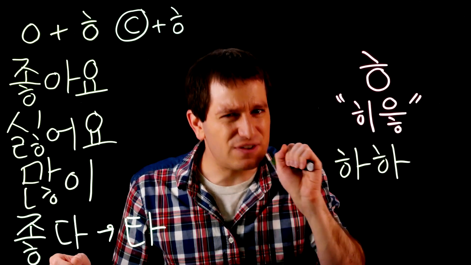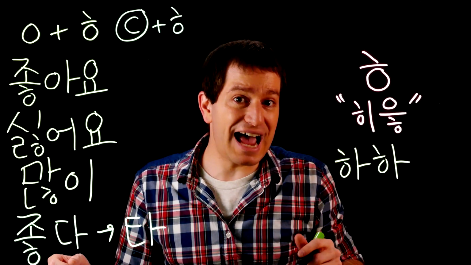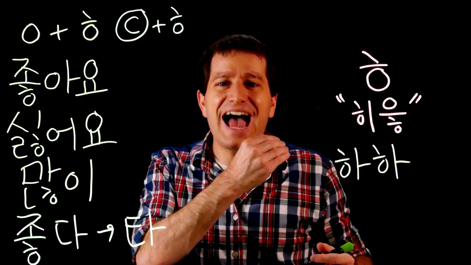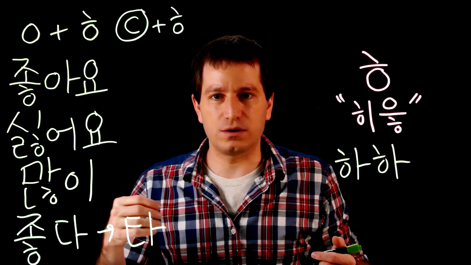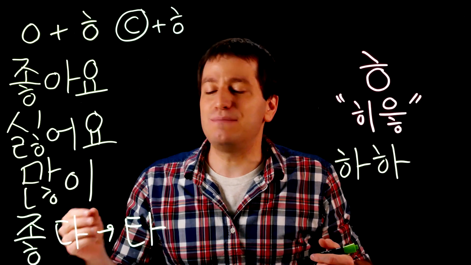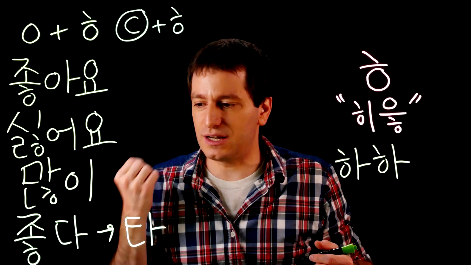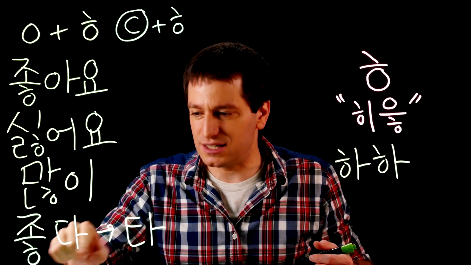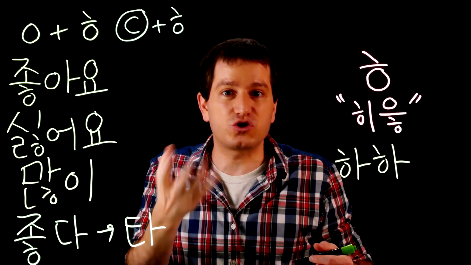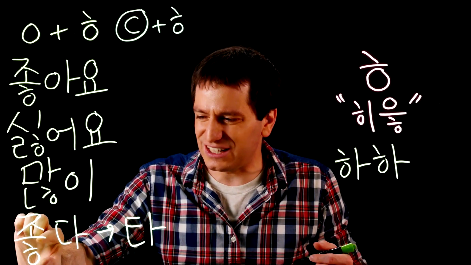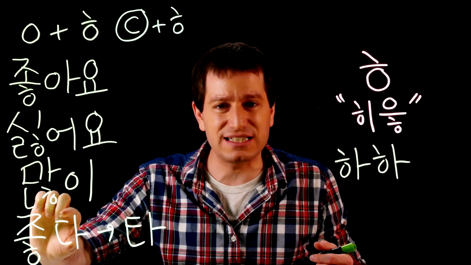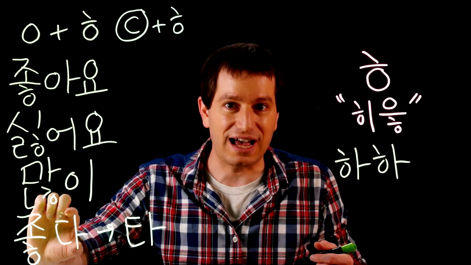That extra bit of air that this hieut adds to the word gets added to the next consonant, or the consonant that comes before it, and it makes it into a strong consonant, because the only difference between a regular consonant and a strong consonant is just extra air. So that little bit of extra air gets added to this ta here, so it becomes "chota."